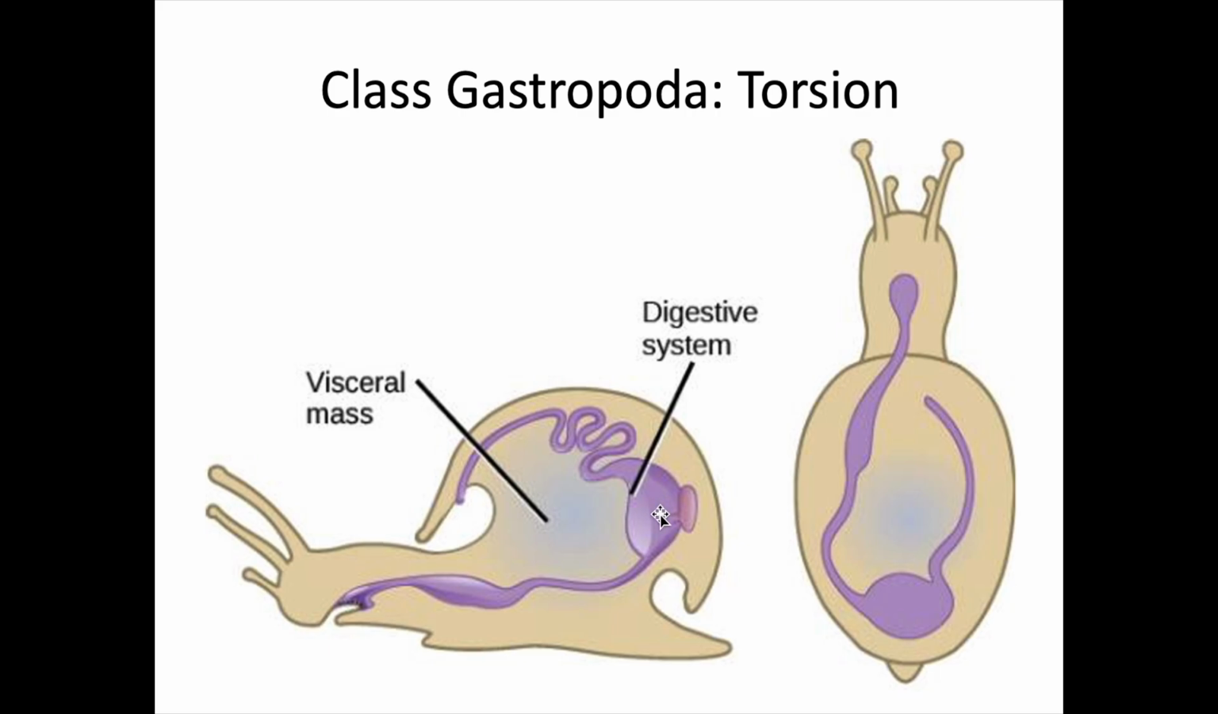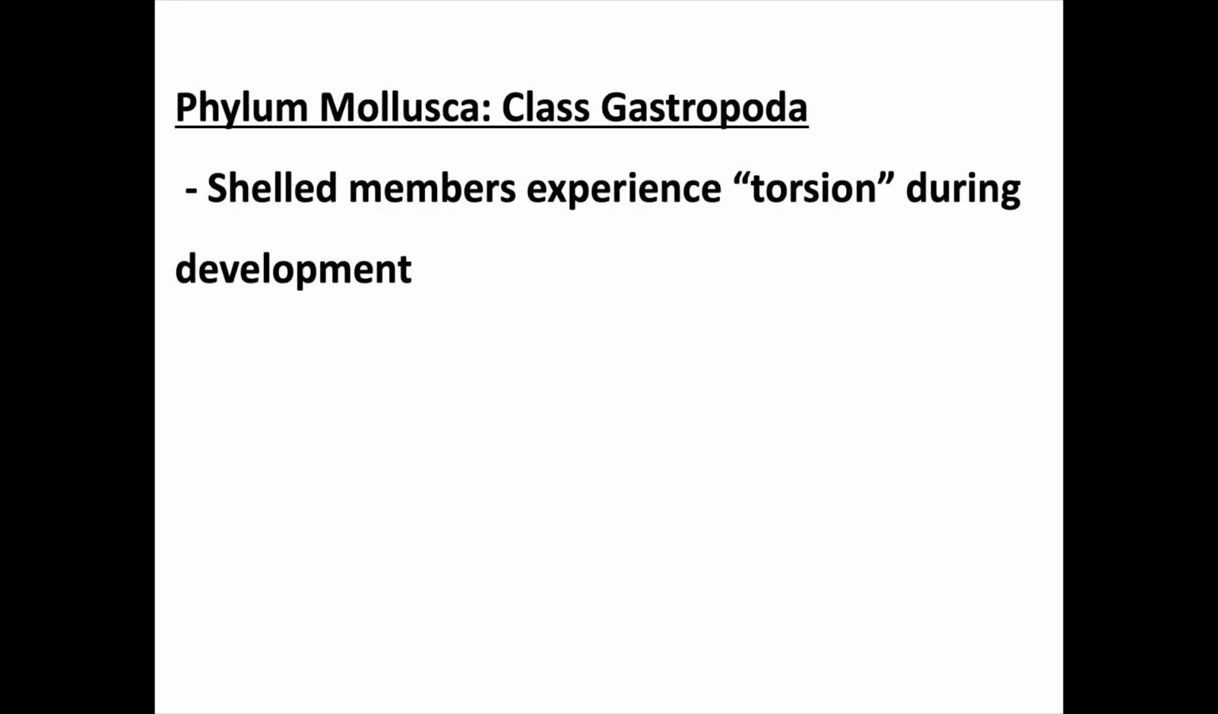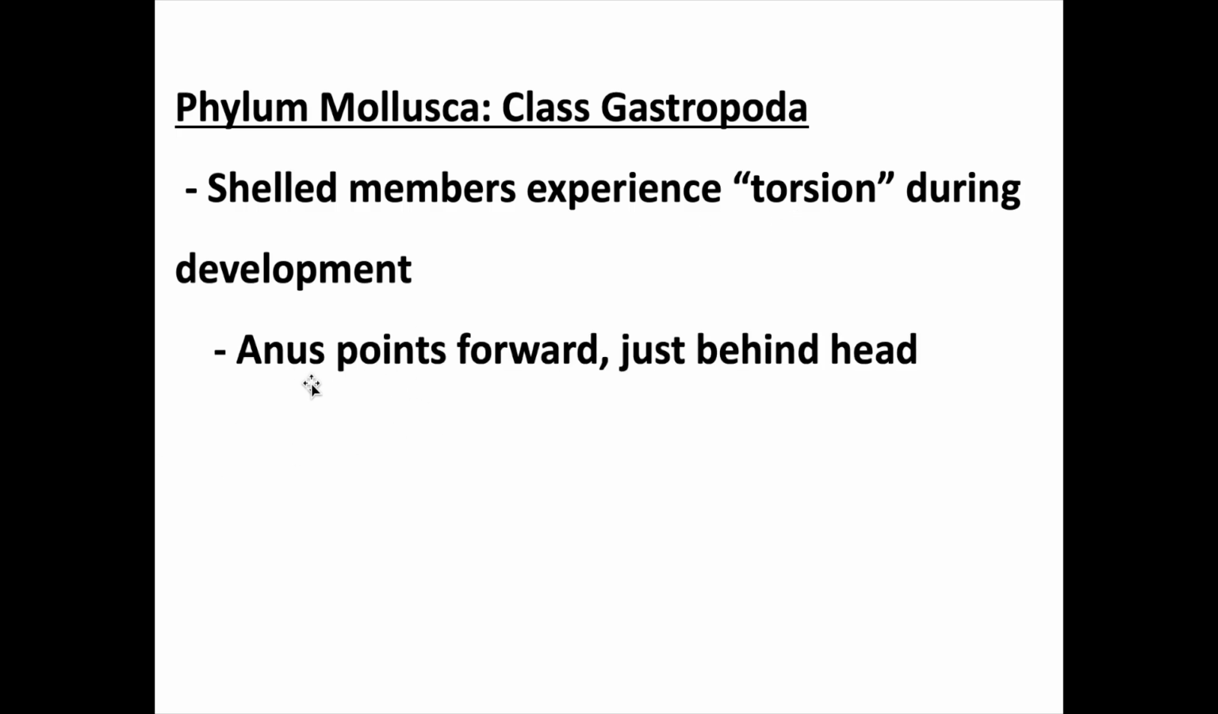So this only happens with shelled gastropods. Again, this process is called torsion, and the reason for it is not well understood. Some scientists think that maybe wastes would sort of foul up or get clogged by the shell if they came out in this direction, but there are other shelled invertebrates that don't have that problem, and so still some debate as to the why. But what I want you to know is that when we're talking about gastropods, shelled members experience this process called torsion during their development. This is where the anus points forward just behind the head.